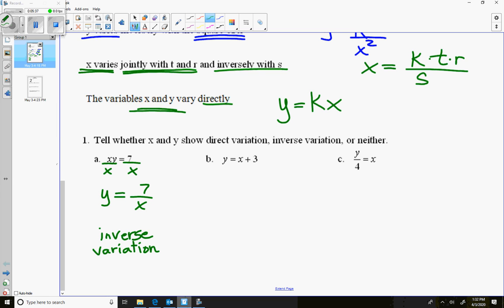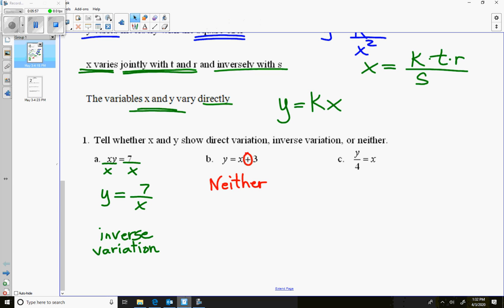What about the next one? Well, the key thing with this is that plus sign. There are no plus signs in direct or inverse variation. So this one is a very quick neither.